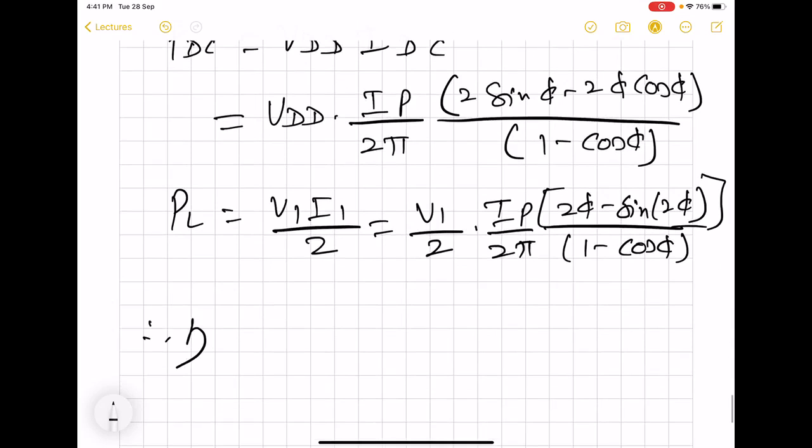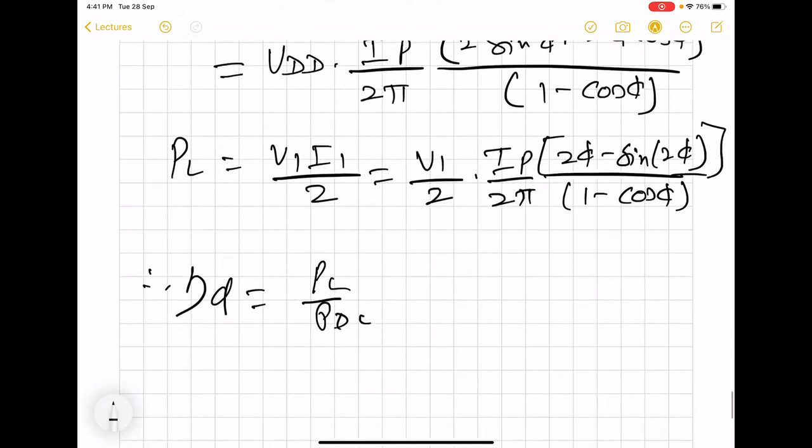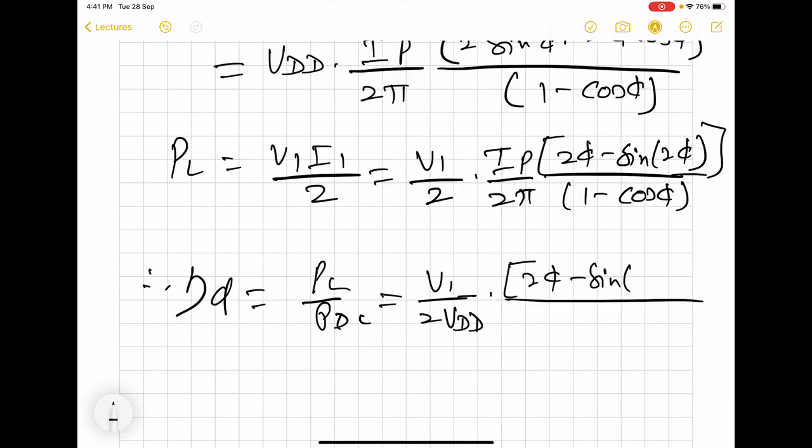So therefore, the drain efficiency is equal to V1 divided by 2 VDD into 2 phi minus sine 2 phi divided by 2 sine phi minus 2 phi cos phi.